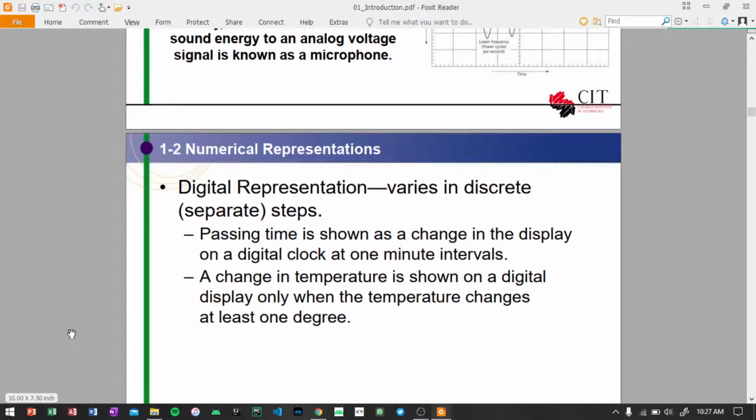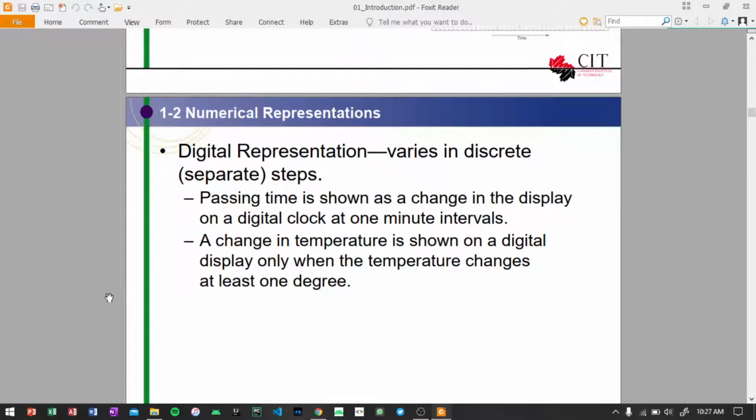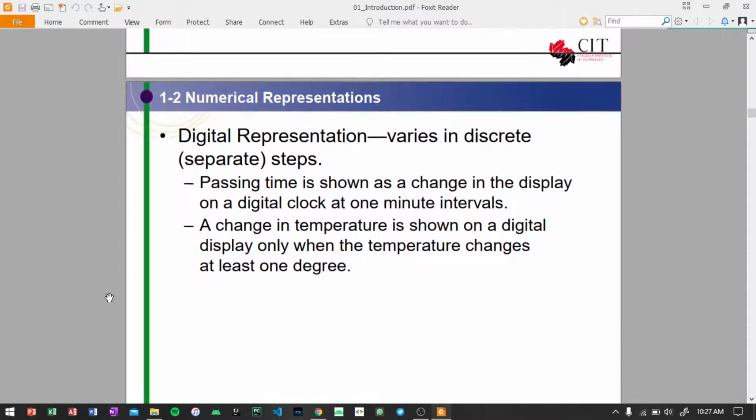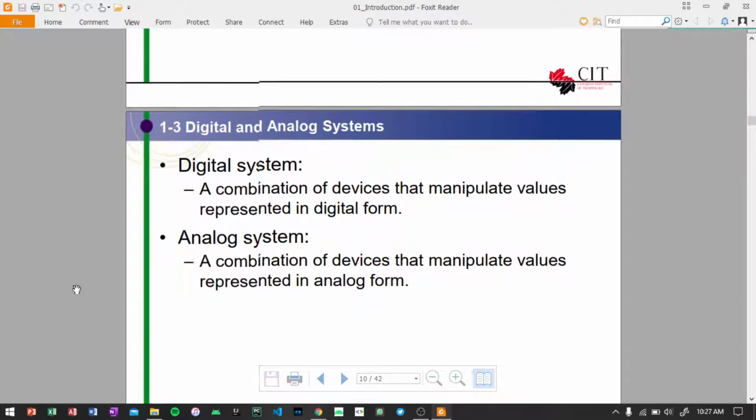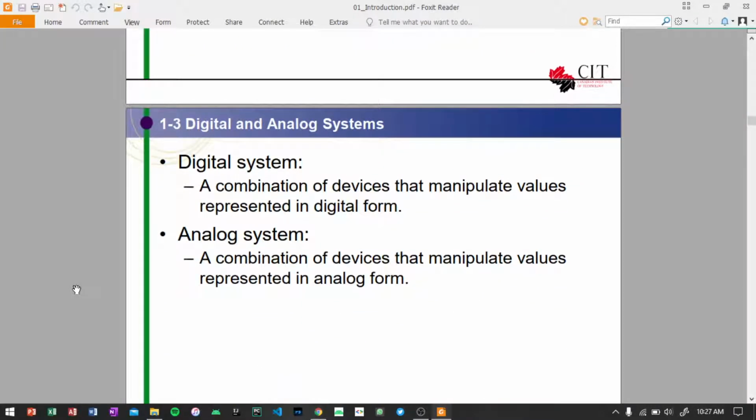We have the digital representation with various discrete separate steps. Passing time is shown as a change in the display on a digital clock at 1 minute intervals. A change in temperature is shown on a digital display only when the temperature changes at least 1 degree. The digital system is a combination of devices that manipulate values represented in digital form.